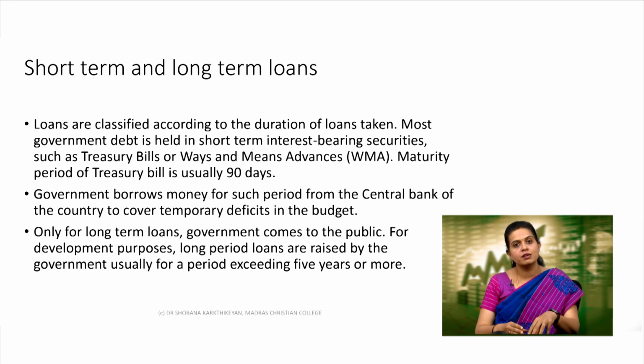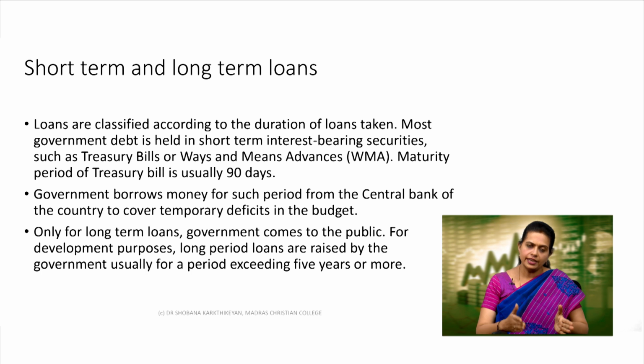So here it is about the duration of the debt undertaken. Most government debt is held in short-term interest-bearing securities. Usually if it is less than 90 days, ways and means advances or the maturity period of a treasury bill is within 90 days, then you call it a short-term debt. Any debt which is longer than that can be classified as a long-term debt.